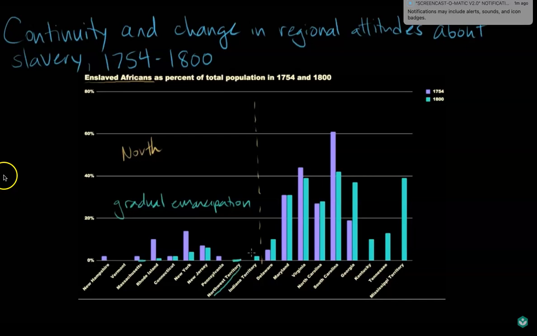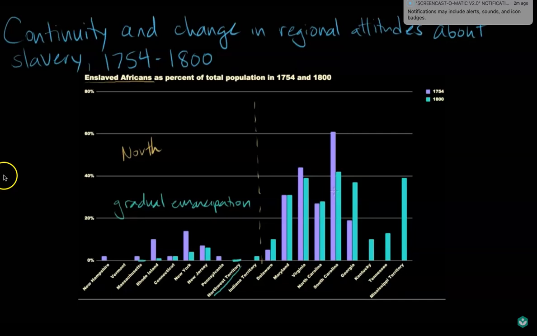In most of the South, in 1754, enslaved people made up a very significant portion of the population. In some cases, like in South Carolina, outnumbering whites at a rate of more than 60% of the population. And unlike in the North, as you see here in teal, in 1800, enslaved people remained a really quite large percentage of the population. In some cases, the percent of people who were enslaved grew considerably, like in Delaware or in Georgia, and in other places it stayed about the same.